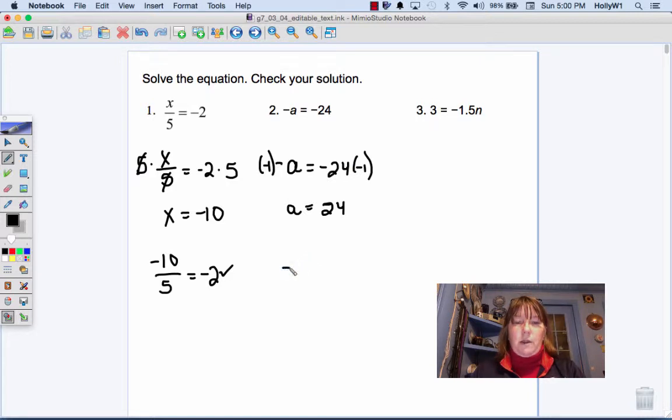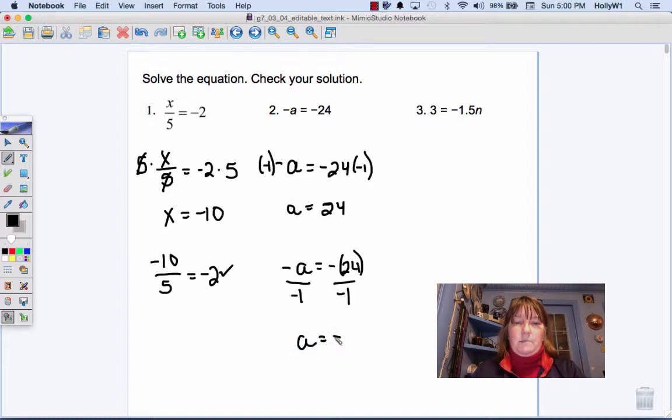You could have also divided both sides by negative 1, I put the parentheses there, but they're there. Divided both sides by a negative, because a negative divided by a negative is positive, and a number divided by 1 is that number itself.